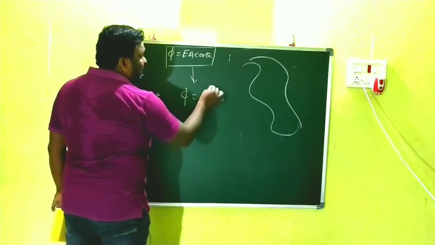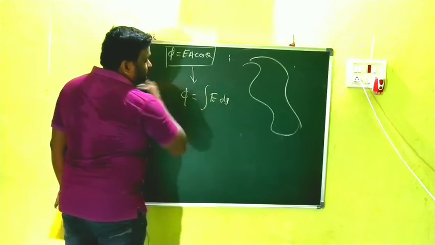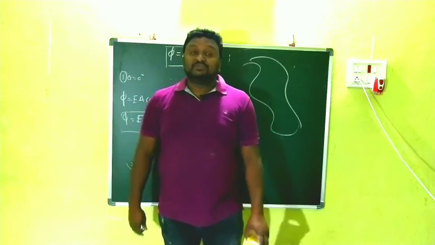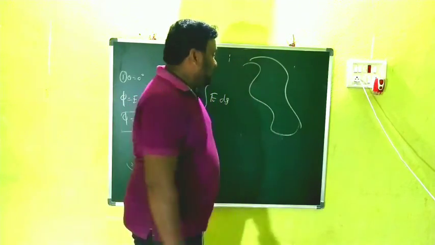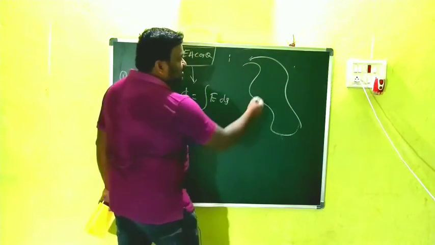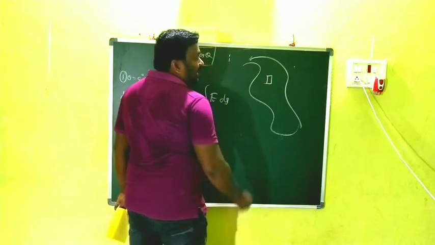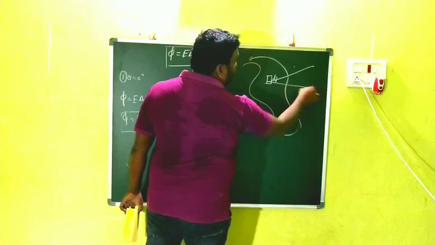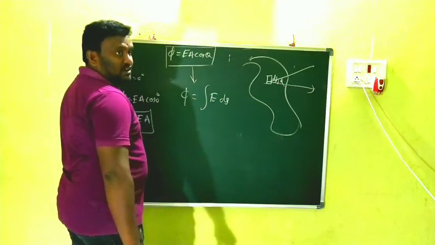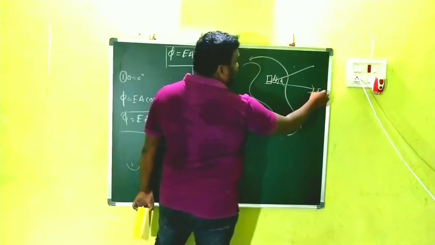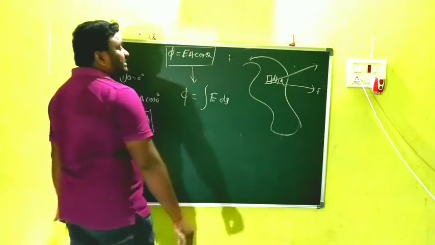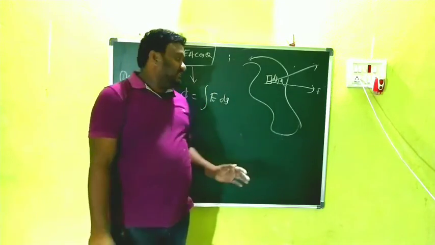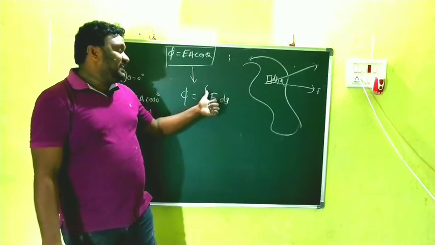Phi is equal to integral E dot ds. This is the electric flux for one arbitrary surface. Here ds is nothing but a small element of area, and that will also make some angle theta with the electric field. Clear? This is the electric field direction, and this is the element ds that makes some angle theta.